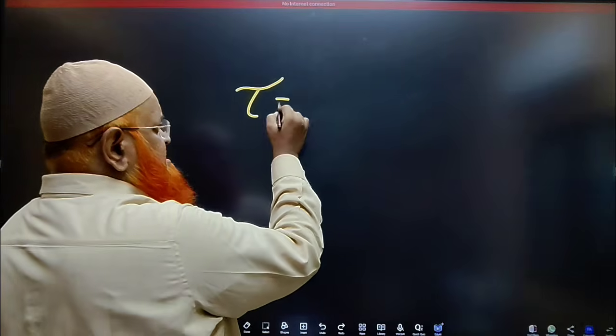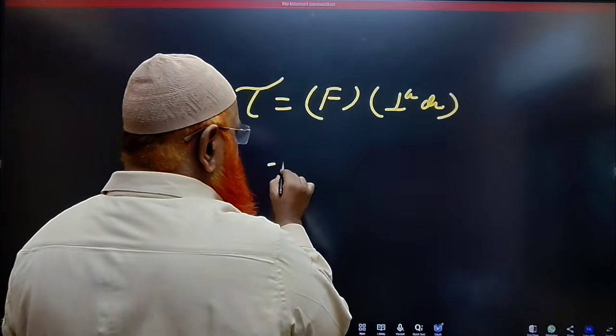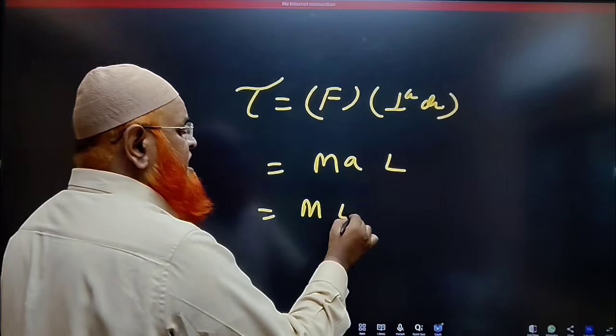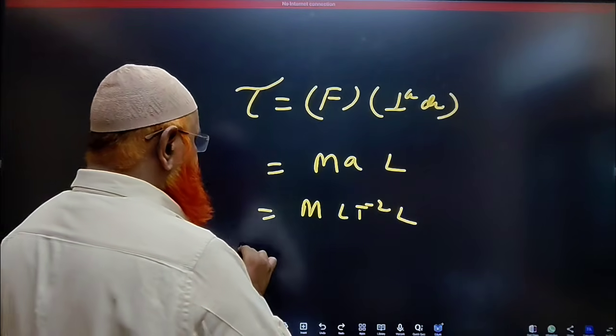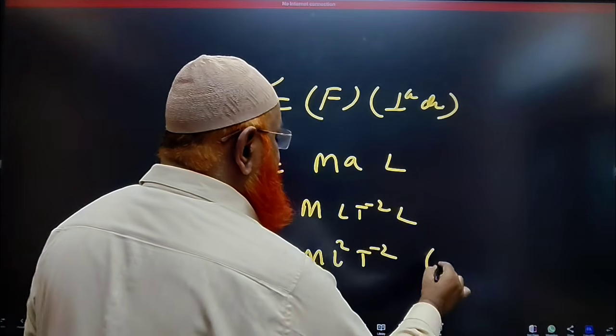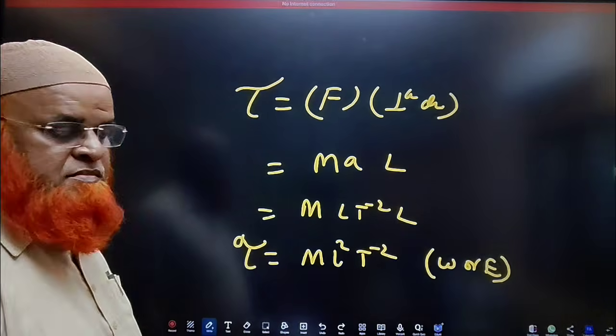Torque. See, torque is nothing but force into perpendicular distance. So force is nothing but mass into acceleration. Distance is L here. So m L T power minus 2 times L. Therefore the torque dimension is m L square T power minus 2. This is similar to work or energy. Next.